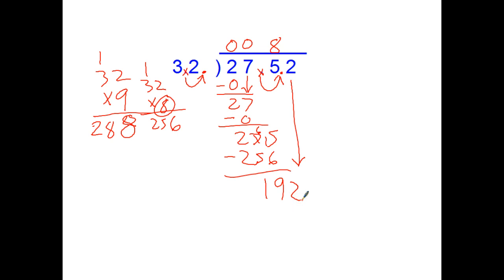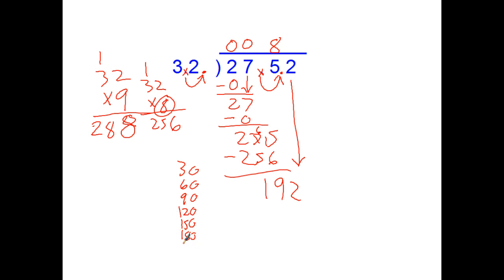How many 32s in 192? Remember, I'm really thinking about how many 30s in 192. 30, 60, 90, 120, 150, 180. And people go, how can you do it that fast? Because really, it's the 3 song. 3, 6, 9, 12, 15, 18.